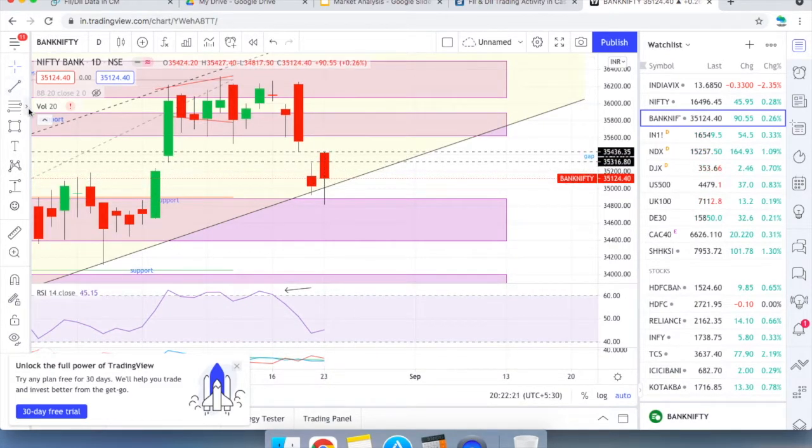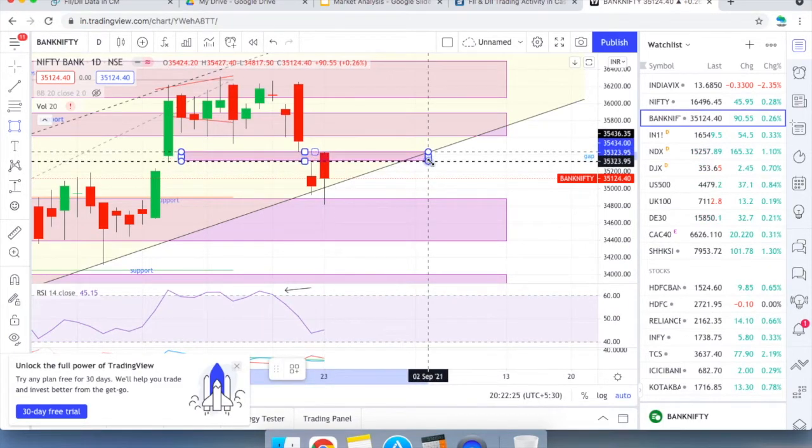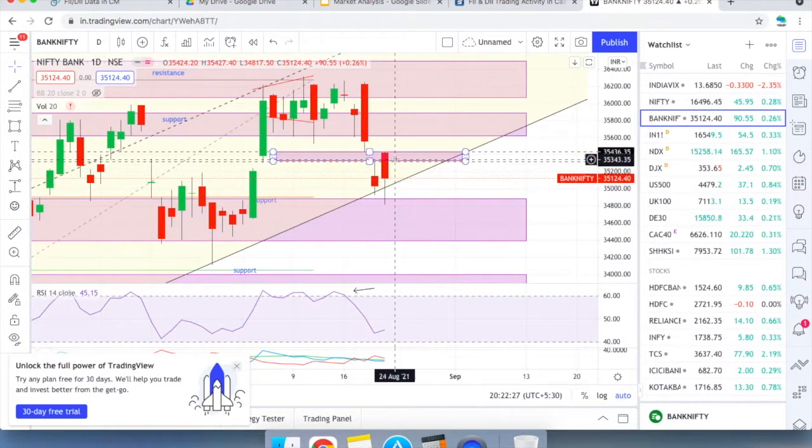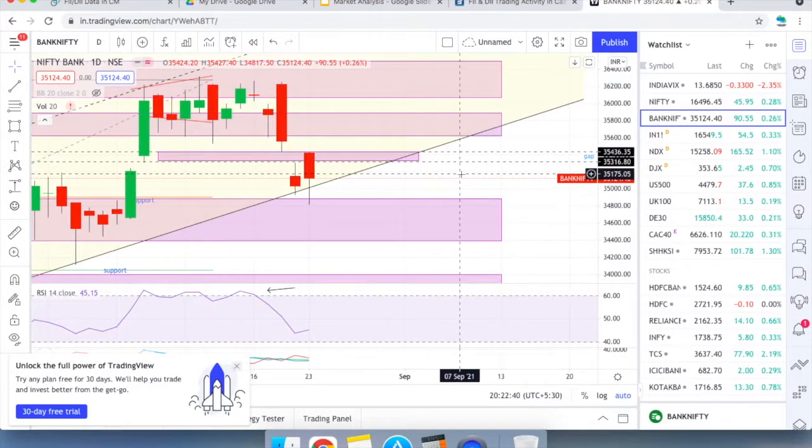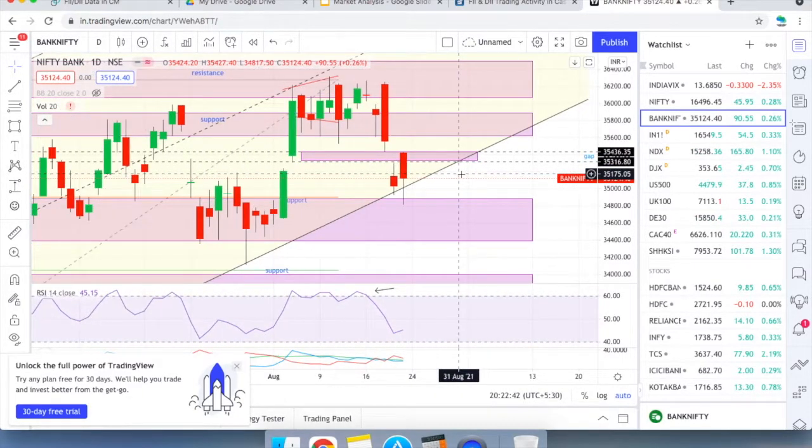So that is acting as a resistance now, right? So it has to come above that gap to hit the next level of 35,600 to 35,900, that band, right? So this is what happened. So the gap is the one that resisted for Nifty, right?